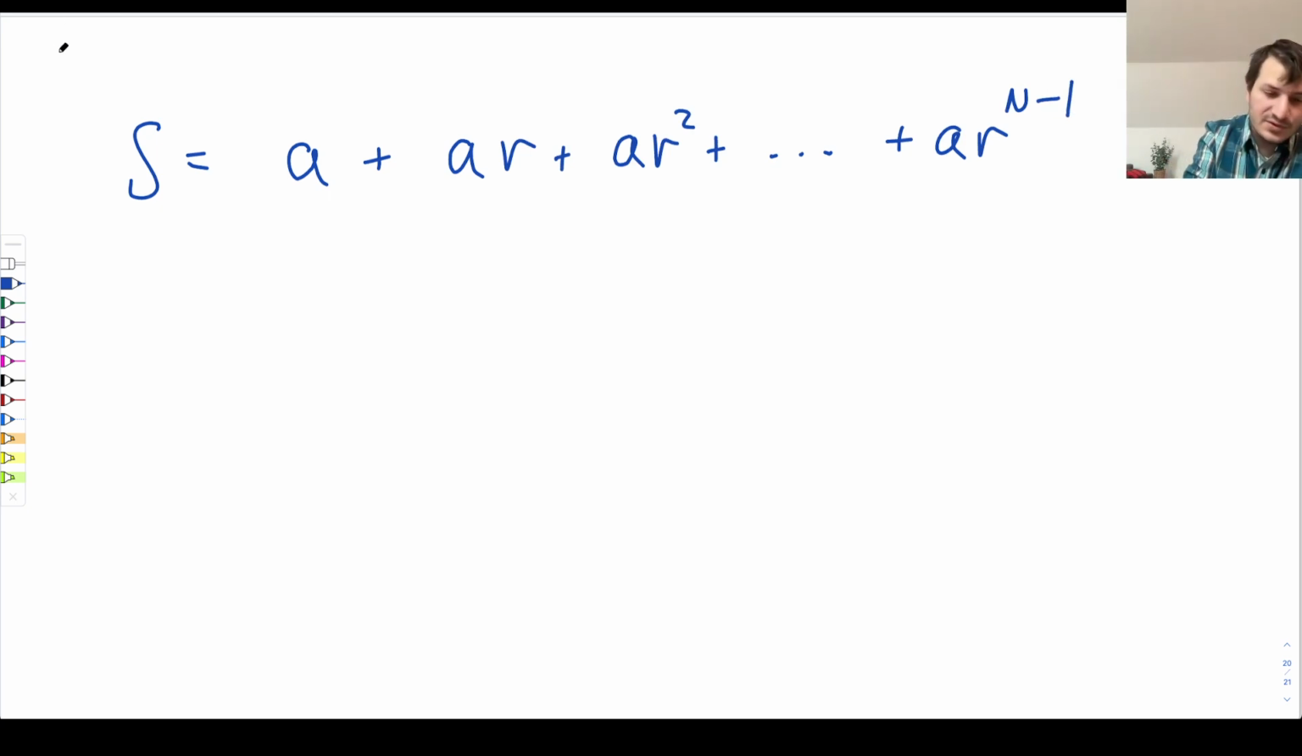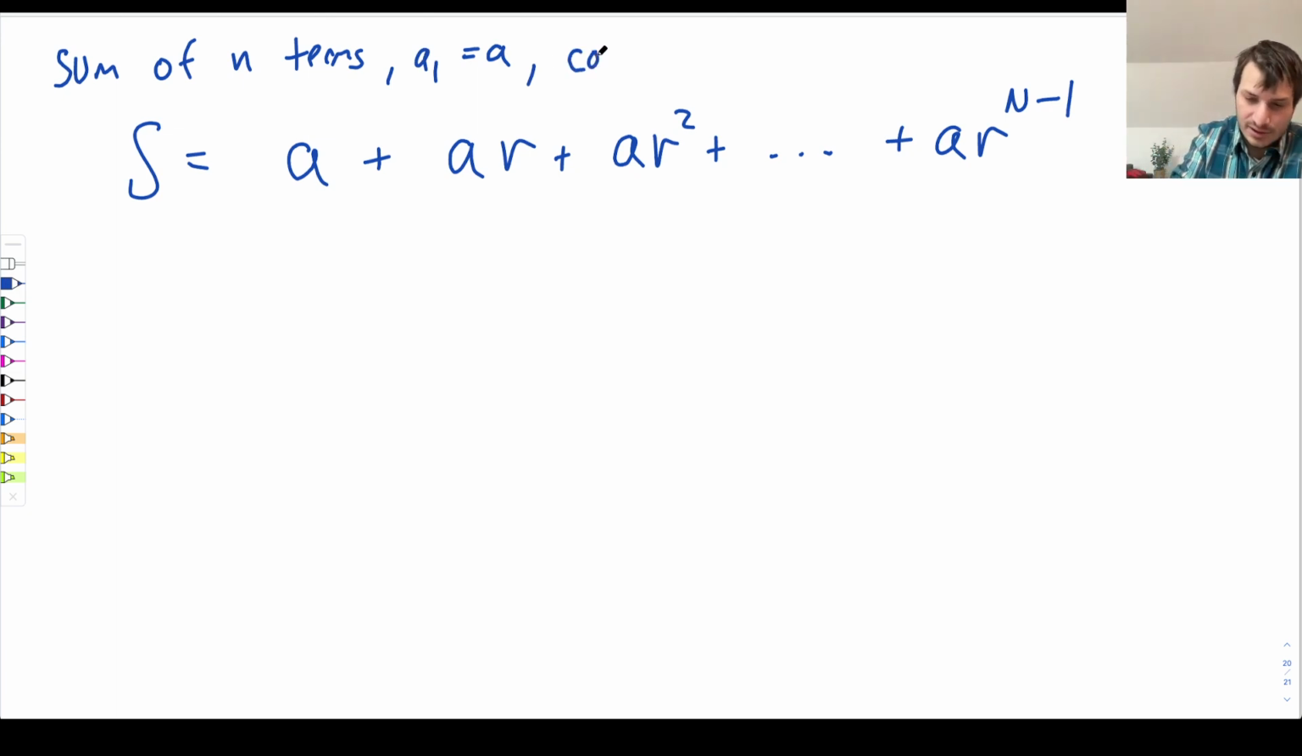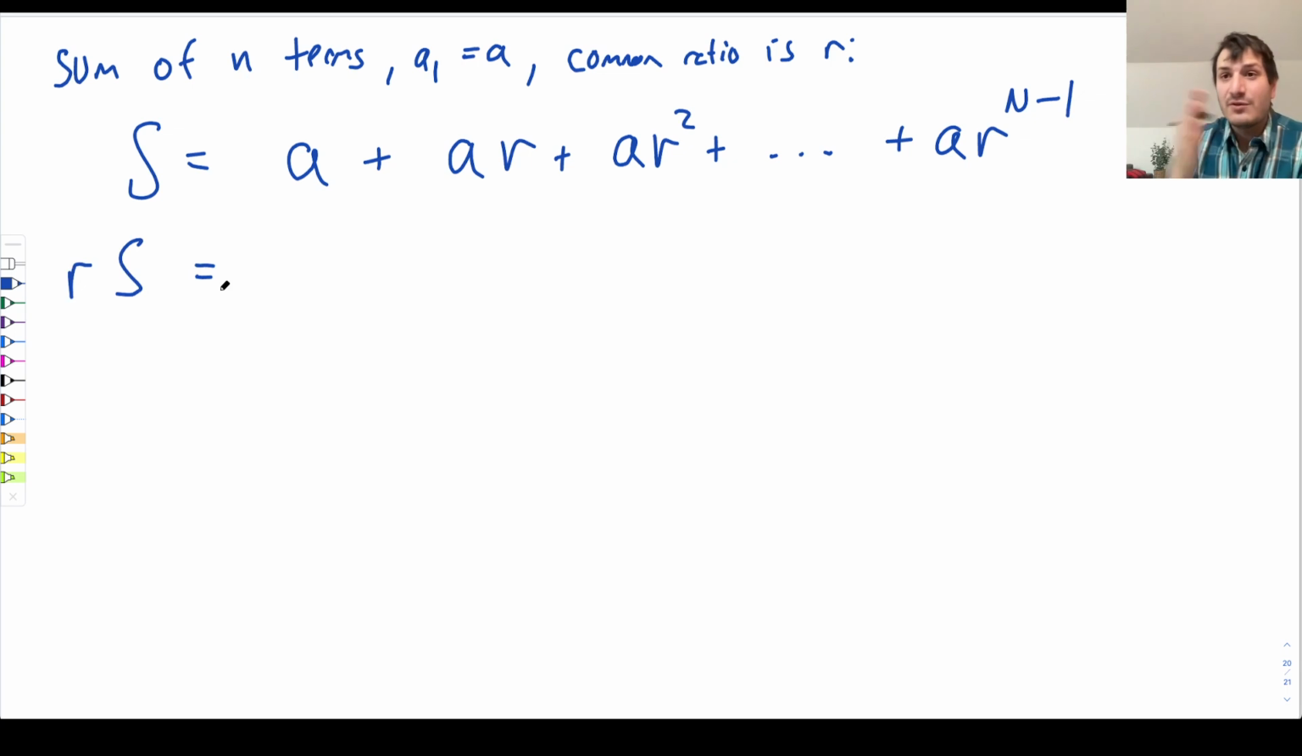And this is the sum of n terms of a geometric series where the first term is a, and the common ratio is r. So a is the first term, and then it goes ar, ar squared, and so on. So this is the sum we want to find. R times the sum shifts everything over by 1.